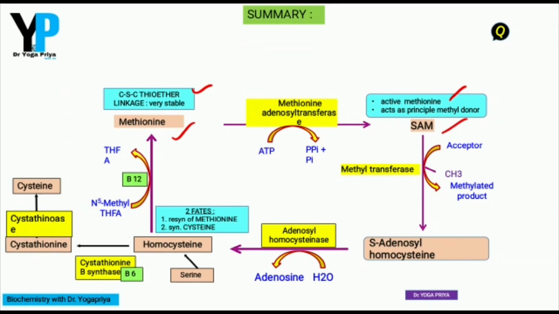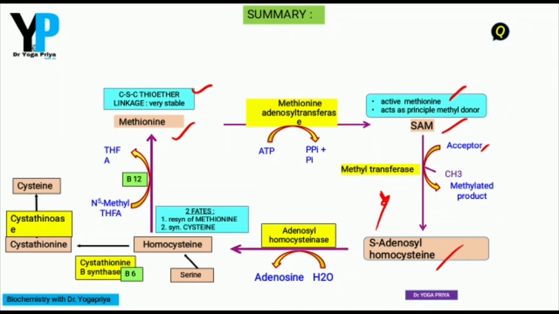Now in SAM, due to the presence of a high energy bond, the methyl group in it has become very labile and it can be easily transferred to other acceptors. After donating the methyl group to the acceptor, the S-adenosyl methionine results in formation of S-adenosyl homocysteine, and this happens with the help of the enzyme methyl transferase. Any acceptor that accepts the methyl group becomes a methylated acceptor or product.